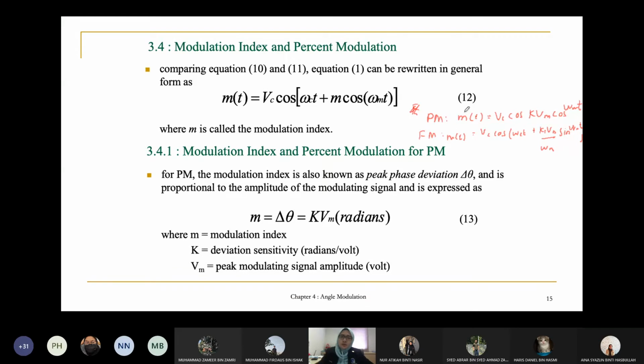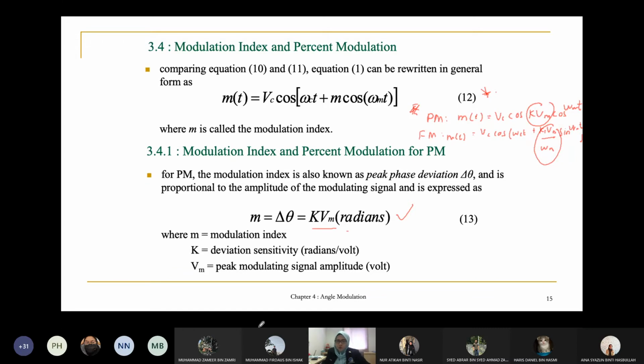Okay, so if you compare these two equations with the general equation, you can rewrite it as in equation 12. So your equation becomes the general equation, which is m(t) equals Vc cos(omega_c t plus m cos omega_m t). So m over here is this one. That is why for phase modulation, the modulation index is m equals k Vm. This m we also define as delta theta.